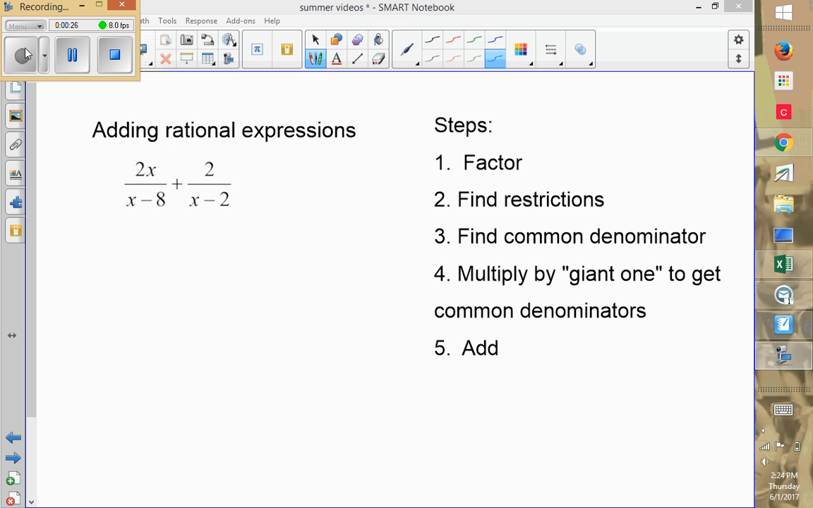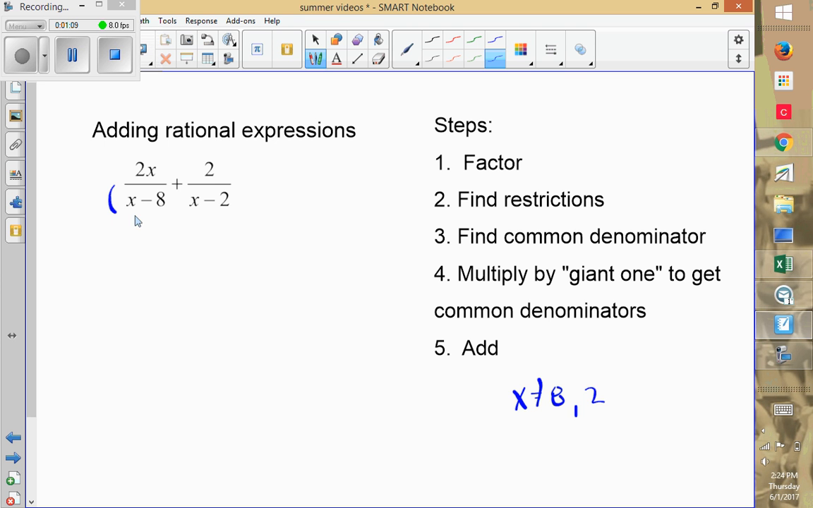Find the restrictions. If I look at these two denominators, x cannot equal 8 or 2. Otherwise, we would have a 0 in the denominator, and that cannot happen. So now, in order to add any fractions together, even something as simple as 1/2 and 1/3, you can't add them together if the denominator is not the same. The rational expressions that we have on the board do not have the same denominator. So before we can actually add, we need to make sure they have the same denominator.